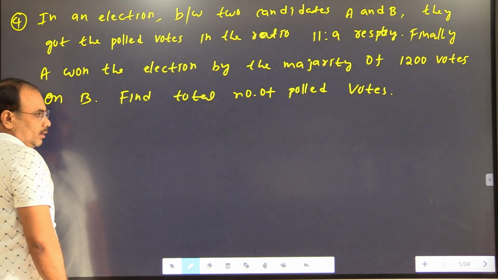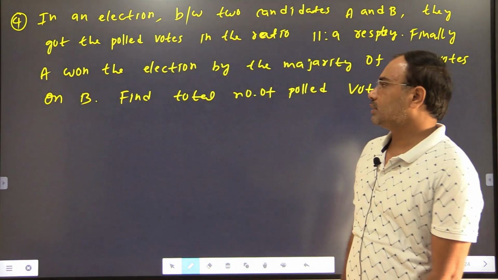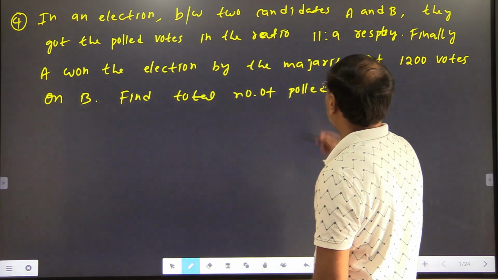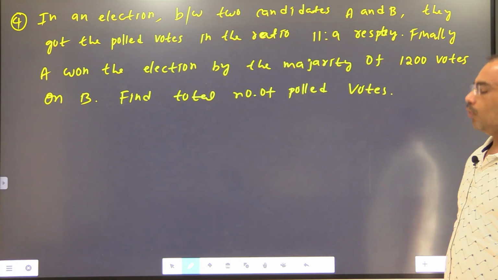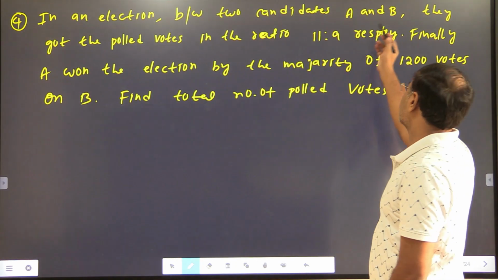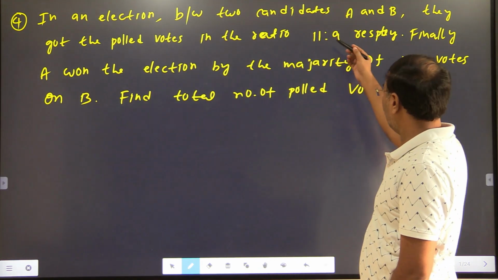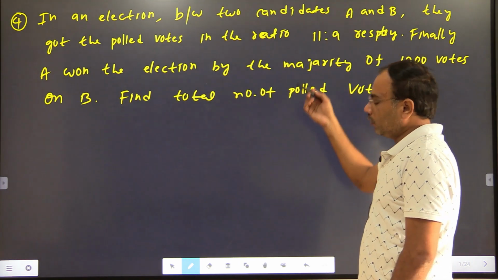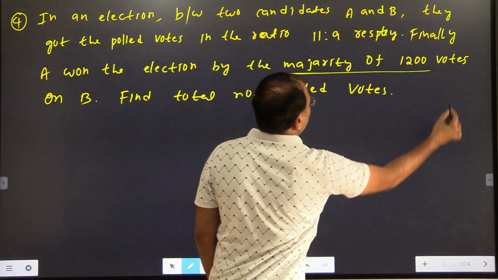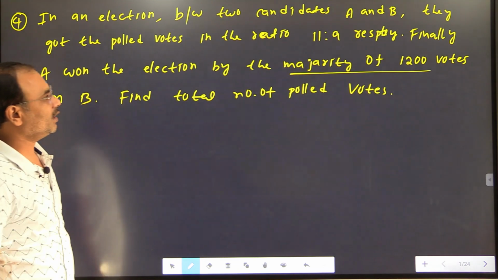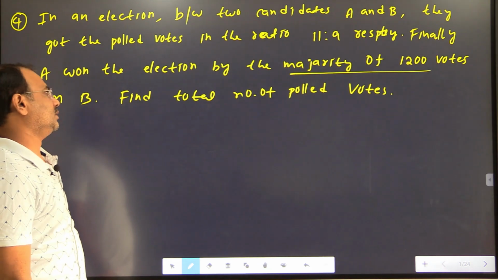Then there is an election conducted between two aspirants A and B. Finally, they got the polled votes in the ratio 11:9. So A got 11 parts of the vote, B got 9 parts of the vote. So obviously A got more votes than B. Then A won the election on B because A got 2 parts more votes than B. So you can conclude A won the election on B by the majority of 1200 votes. What is the meaning of majority? The one who got more votes, that is called majority.